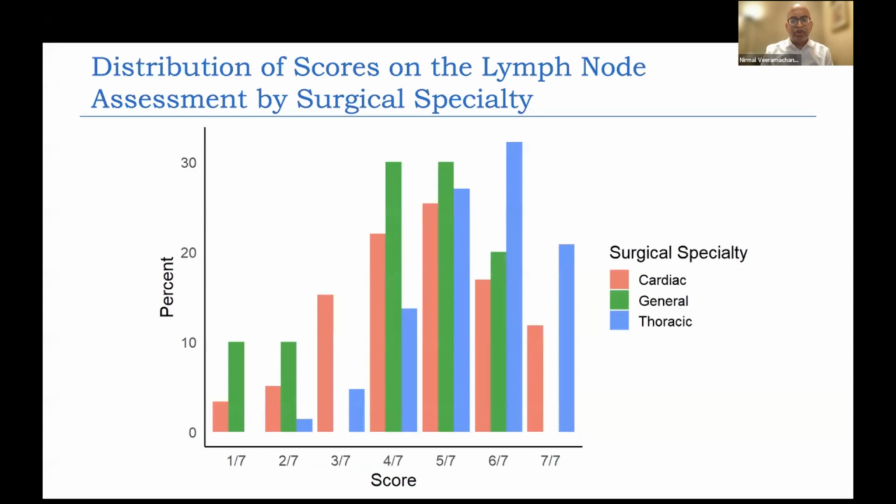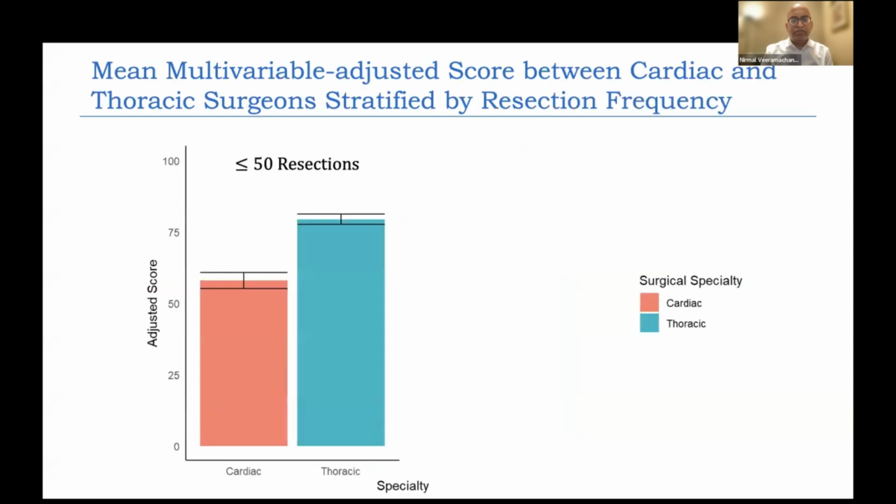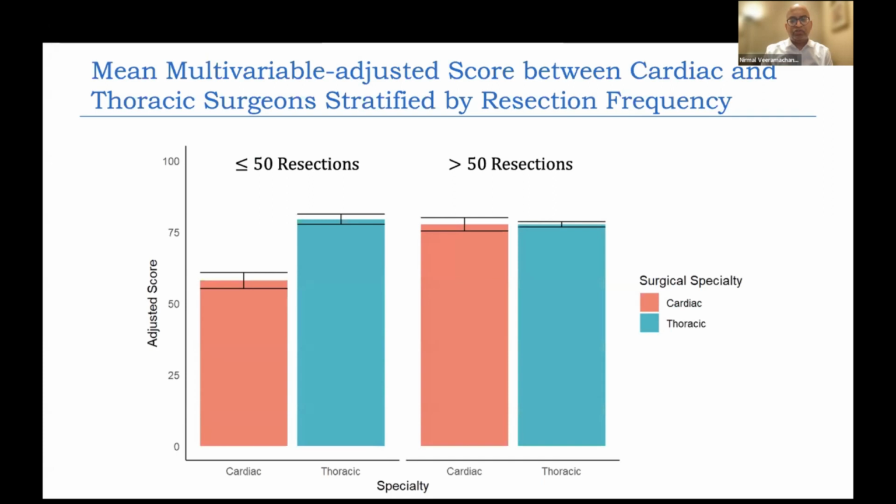And this is the histogram demonstrating all of the specialties. What we also discovered was that with increasing number of resections, accuracy improved. This is true amongst cardiac centered surgeons as well as general thoracic surgeons.